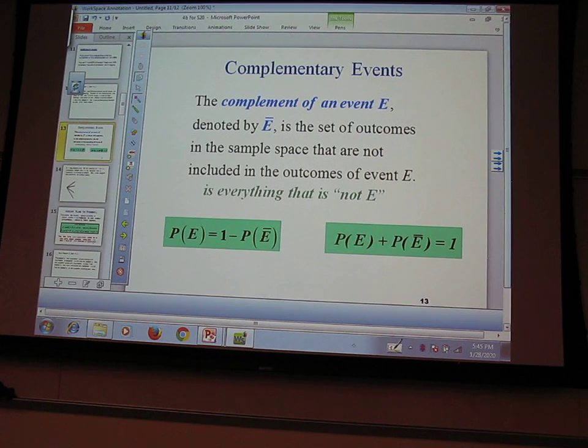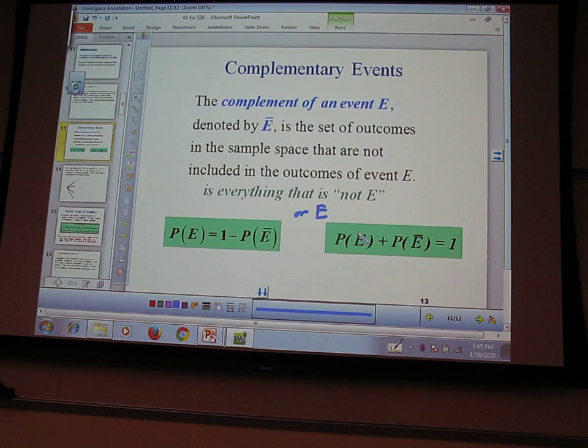Next, complements. Alyssa Q, read. The complement of an event E denoted by E bar is a set of outcomes in the sample space that are not included in the outcomes of the E. Everything that is not E. Right. It's either E bar or E with that superscript of C.